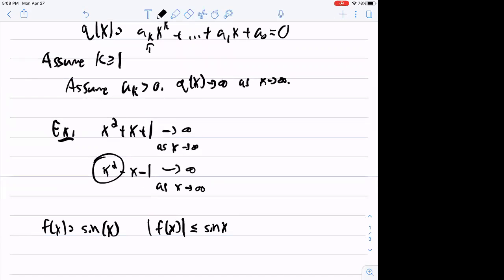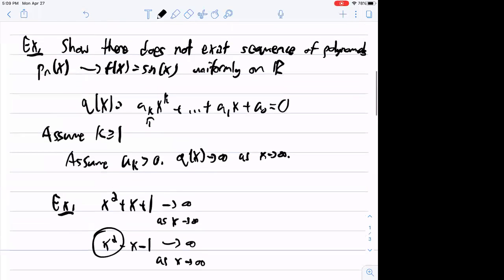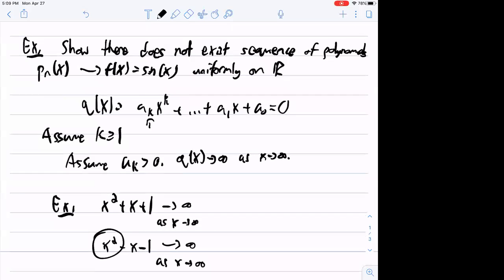Is, let me just say, less than or equal to 1. We have this, right? I'll let you think about it, but if I have a sequence of polynomials converging to sine uniformly, and sine is bounded, but my polynomials are going off to infinity when x goes to infinity, that's a problem. You could show it doesn't converge. It doesn't even converge, right?